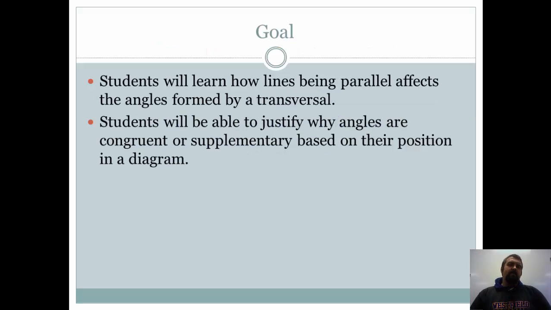Today's goal is that you will be able to learn how lines being parallel affects the different angles that we learned about in the last video, the angles formed by a transversal. You should also be able to justify why angles are congruent or supplementary based on their position in the diagram.